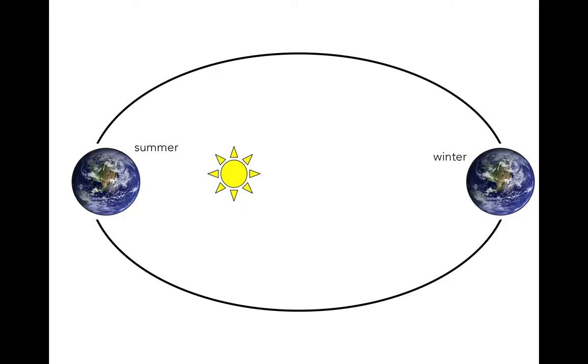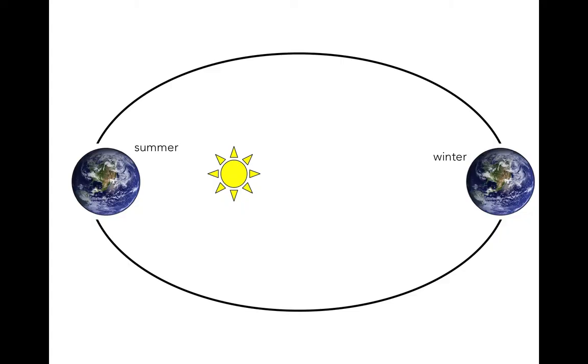However, there are two fatal flaws to this picture. The first flaw is that the hemispheres on Earth have opposite seasons at the same time. When it's summer in the northern hemisphere, it's winter in the southern. If the Earth were closer to the sun during the northern hemisphere's summer, then shouldn't it also be summer in the southern hemisphere?